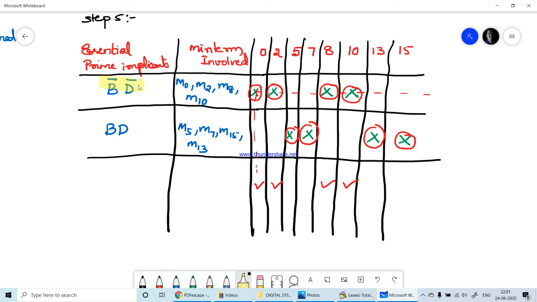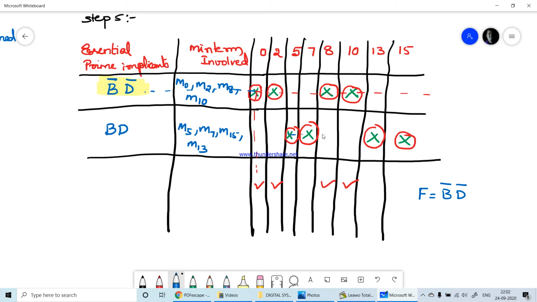B bar D bar is the first expression which will come in my F, because that is related with this particular cross. I will go with the one which is not ticked here. So I will go with this particular cross, which is again a single cross.